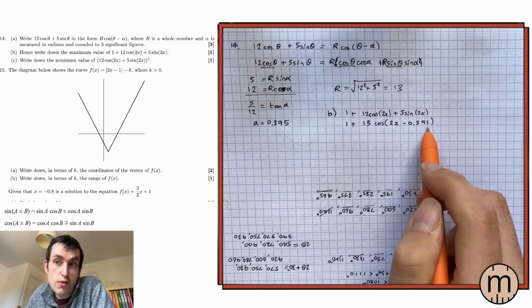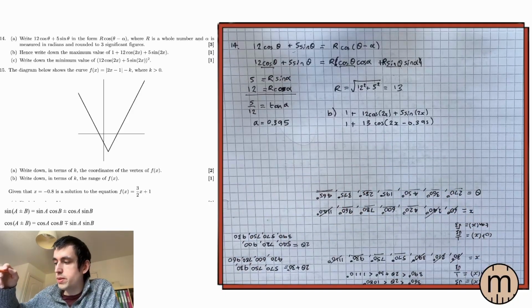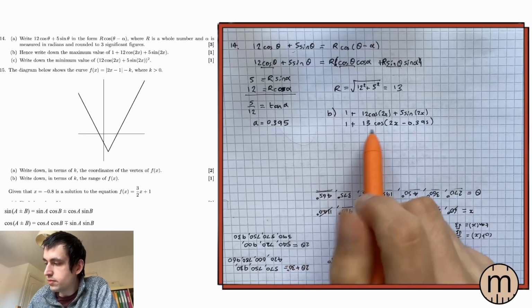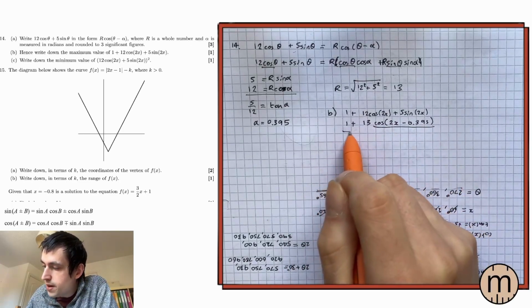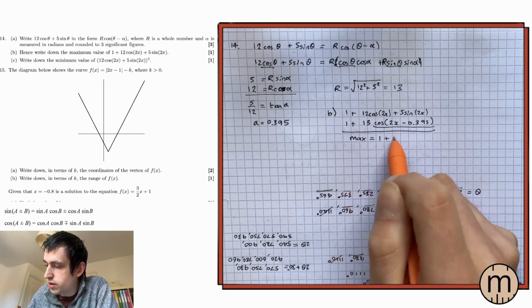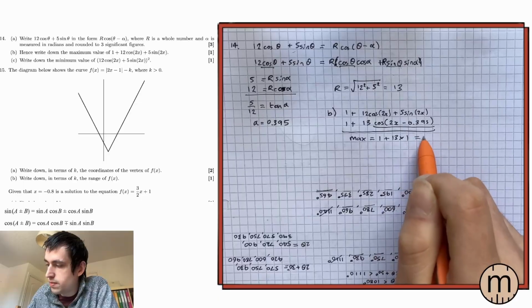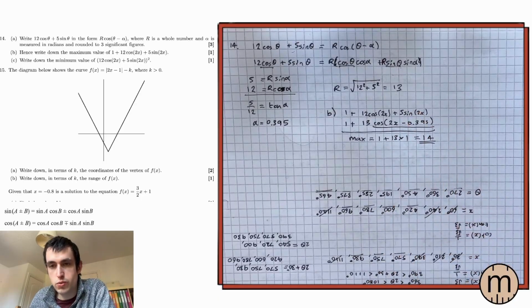What's the maximum value of cos? It's an equally equivalent question. Remember the cos graph, it goes up to 1 maximum and then down to -1 minimum. So the maximum value of this is going to be 1. So the maximum value of all of this is going to be 1 plus 13 times 1, which is 14. So there's not much working, hence why it's just worth the 1 mark.